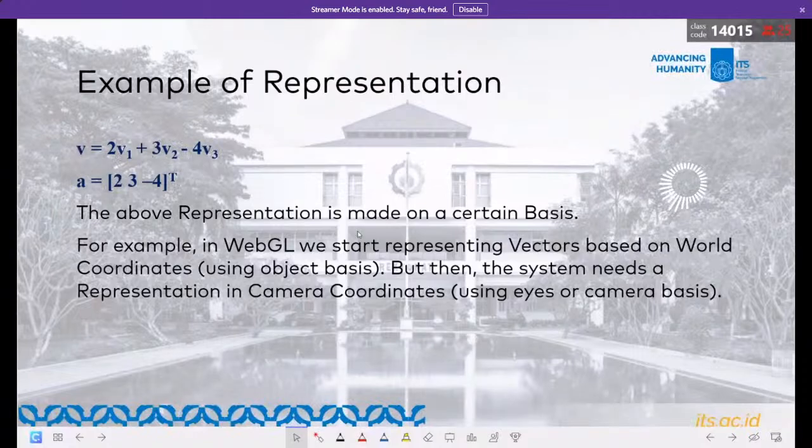The above representation is made on a certain basis. For example, in WebGL, we start representing vectors based on the world coordinates using object basis, which means that we use 0, 0, 0 as our origin. But then the system needs to be represented in another coordinate system. For example, later we will need to transform to the camera coordinates, and we need to use another type of basis. But the representation will change accordingly. So it depends on the basis that we use.